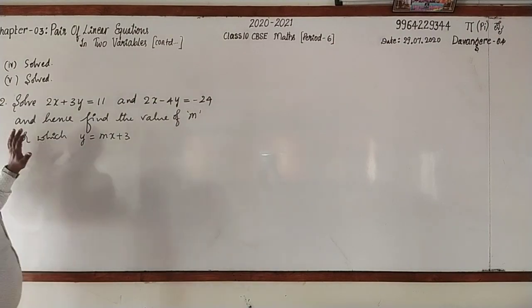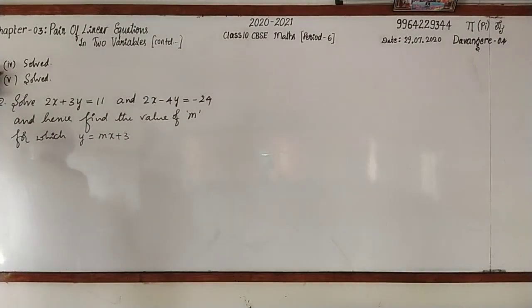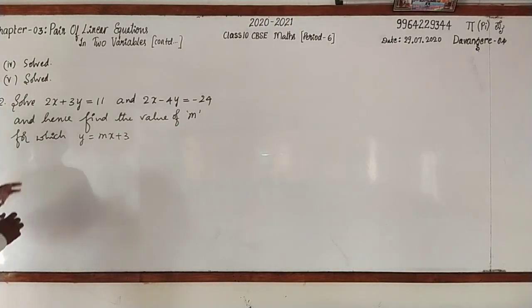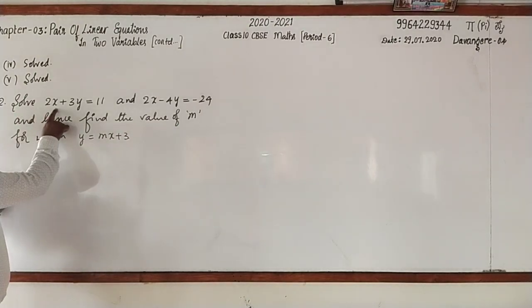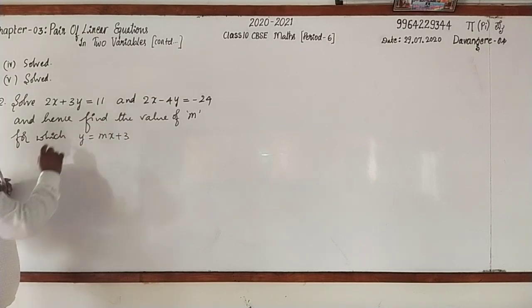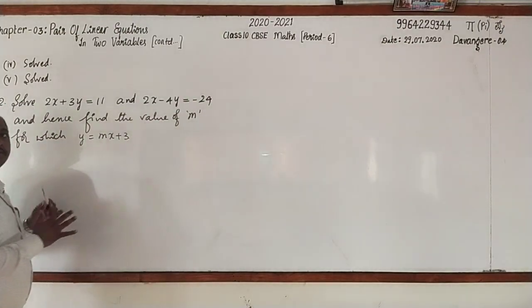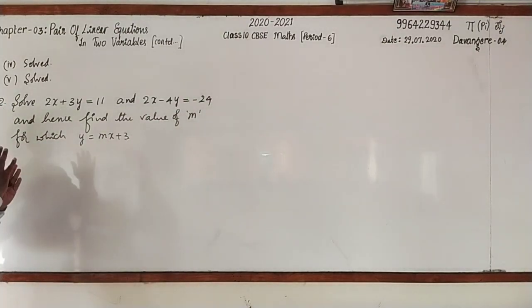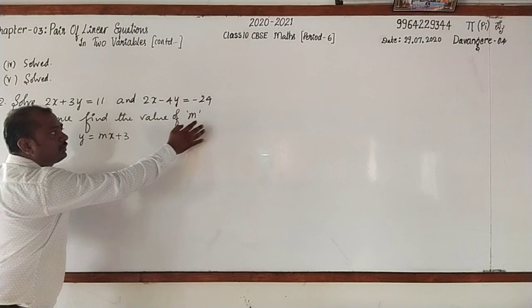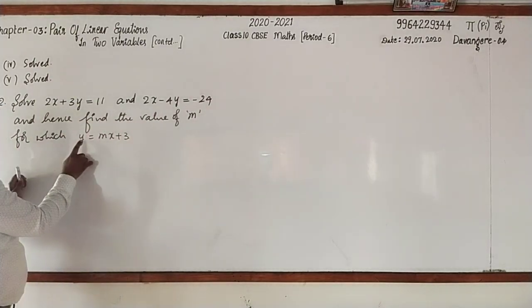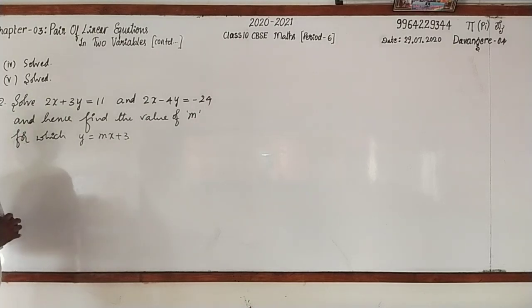Dear students, fourth one and fifth sub question both are solved. Already they are solved in worked examples. Now we move on to second question. It is like this. Solve 2x plus 3y is equal to 11 and 2x minus 4y is equal to minus 24. After solving, then we have to find out the value of m. How? There is a condition. That condition is y equal to mx plus 3.